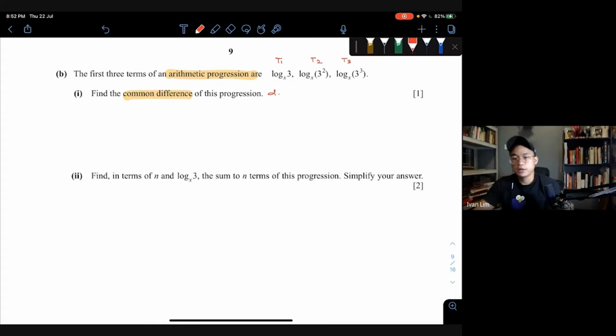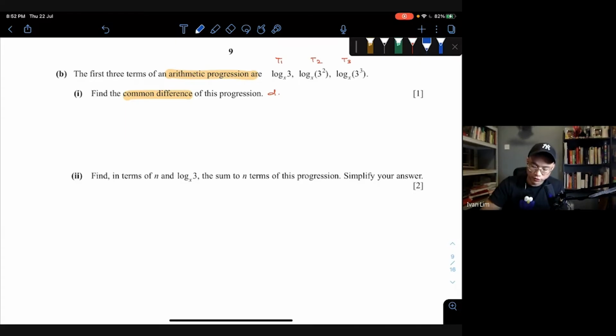You all have to be clear how to find your D and your R. D is just Tn plus 1 minus Tn. That means your next term minus the previous term. That's how you find your common difference. For common ratio, the next term divided by the previous term. Just be very clear on this. So for this question, just take T2 minus T1.